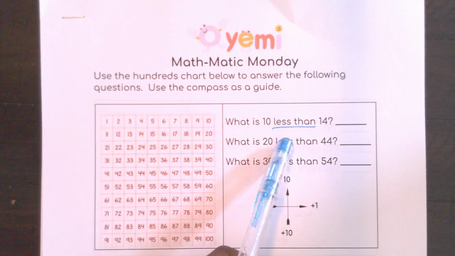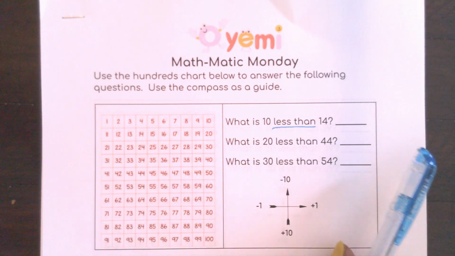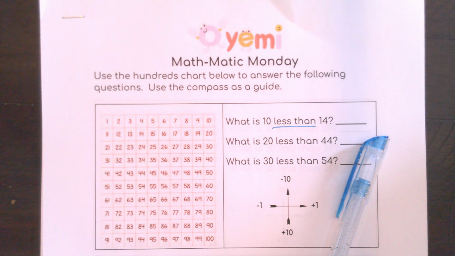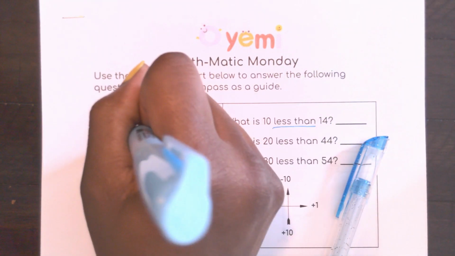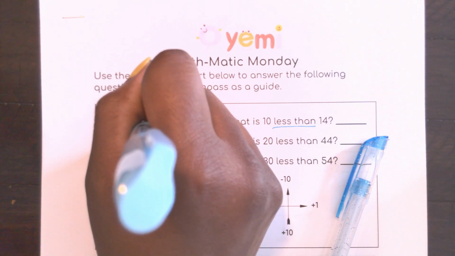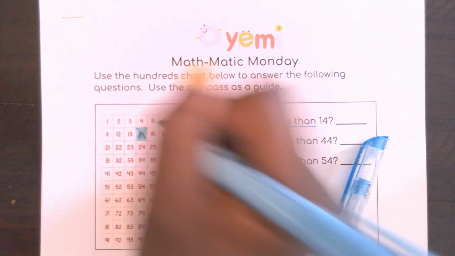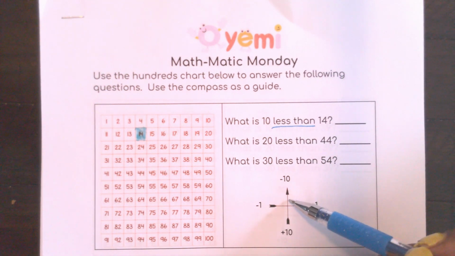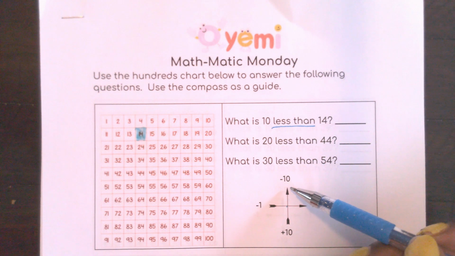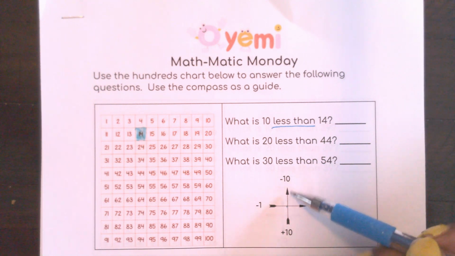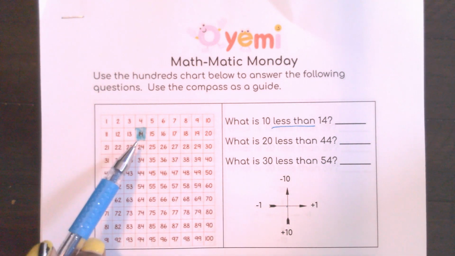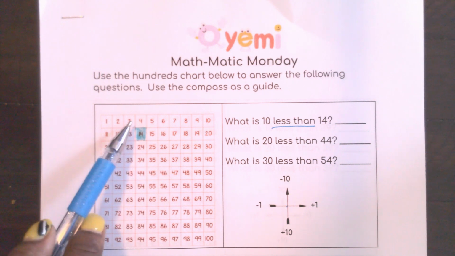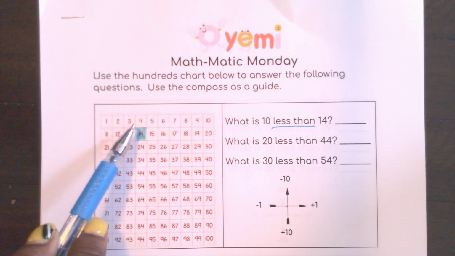So if I want to find 10 less than 14, I want to find 14. I'm going to highlight it. And based on my compass, I'm going to go up to subtract 10, to do 10 less. So here I'm at 14. And if I go up, 10 less would be 4.